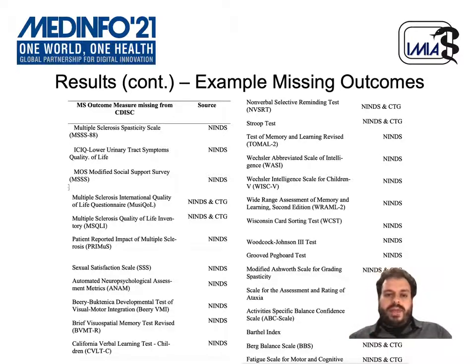Here are examples of some of the outcomes that were in either benchmark that were not in the CDISC terminology. The full list is in our paper, but if you look through this, you will see some pretty important stuff, things like the Multiple Sclerosis Spasticity Scale. There's the Berg Balance Scale. There are various very well established intelligence and memory tests. Also a bunch of established surveys and instruments. So yeah, it's a long list.